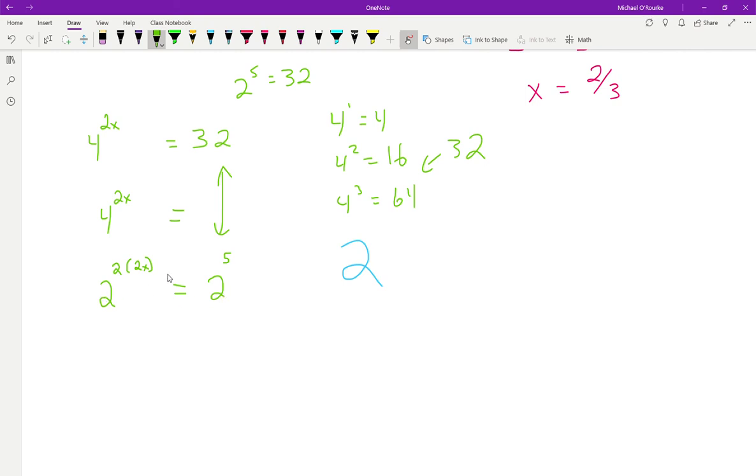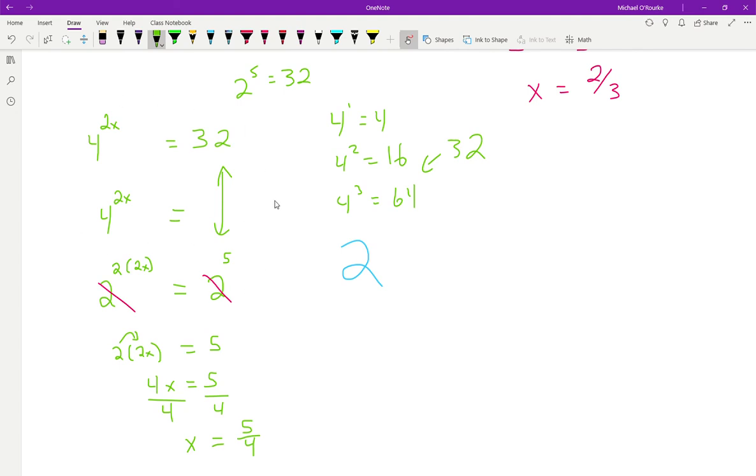Now we have our same bases again. And since we have the same bases, we can drop them. Which leaves us with 2 times 2x equals 5. We multiply in here, which would give us 4x equals 5. And then we're back to the exact same spot we were before. Divide by 4, divide by 4. X equals 5 over 4.